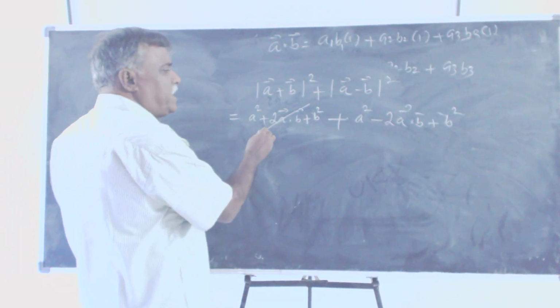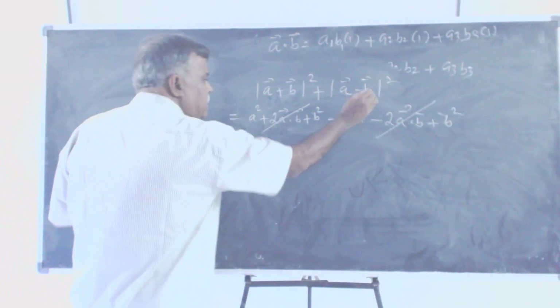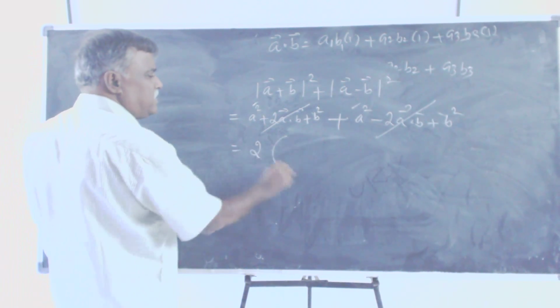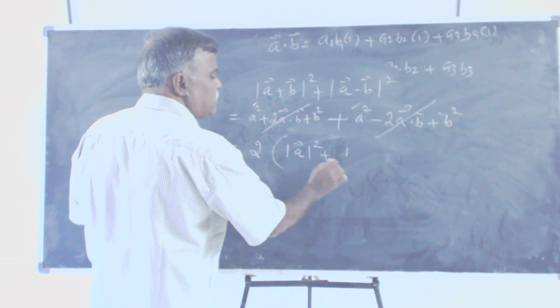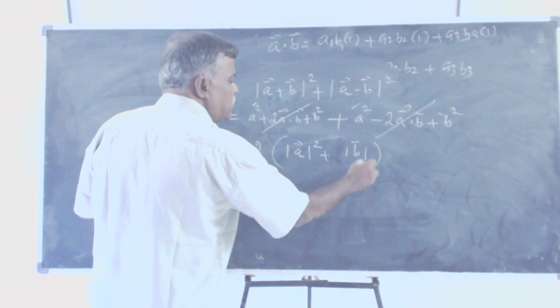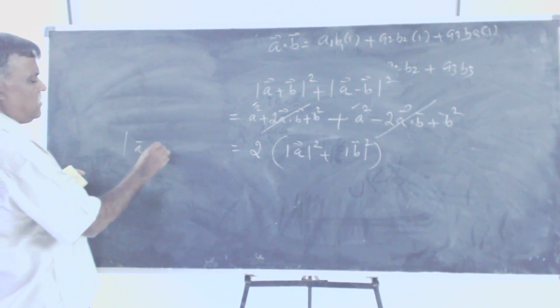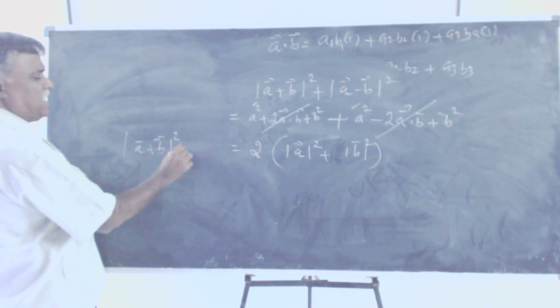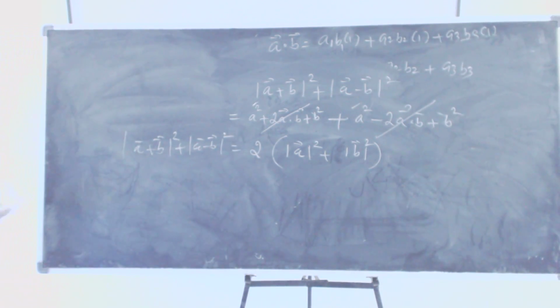Now look at this, plus 2 A dot B and minus 2 A dot B cancel. How many A squares are there? So twice, within bracket, mod of A whole square plus mod of B whole square. This is how we get this good result for mod of A plus B whole square plus mod of A minus B whole square. Like this, we have a lot of concepts in the dot product portion.